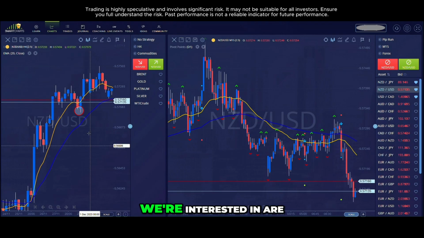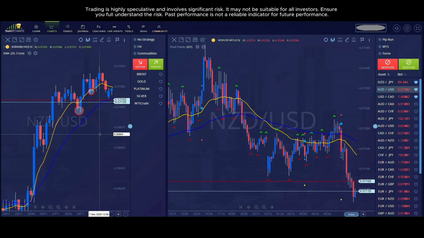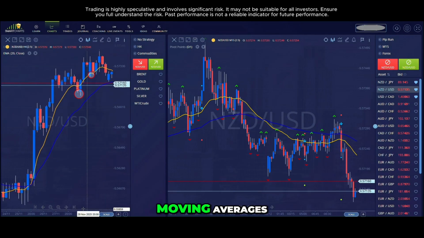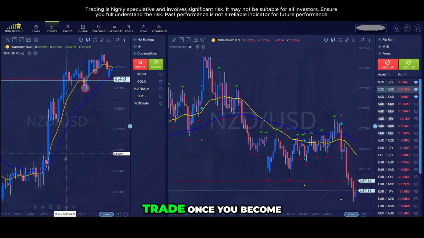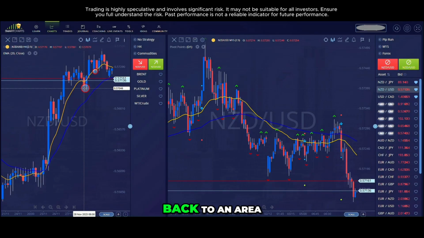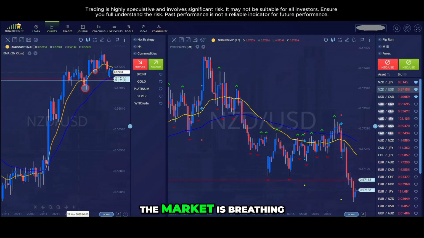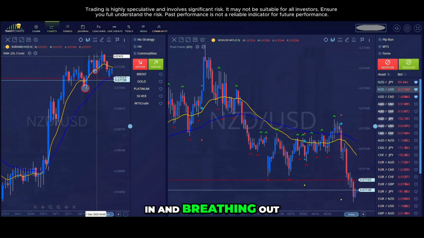The key areas we're interested in are anytime the market comes back to interact with the moving averages. Now, one could even add that area in, and this is the area that you would trade once you become better at reading price action. But I do want you to make sure the price is coming back to an area. Why this area? Because this is where the market is breathing in and breathing out.